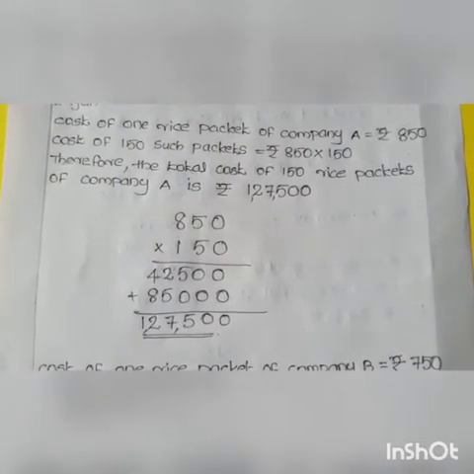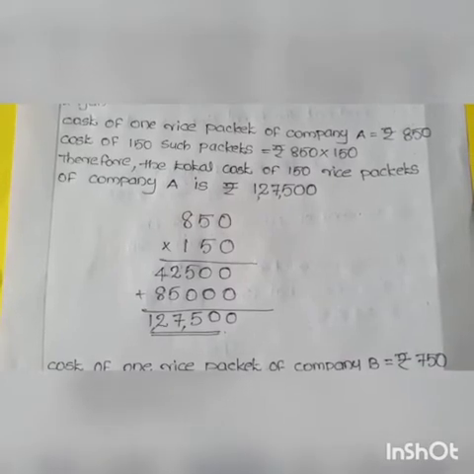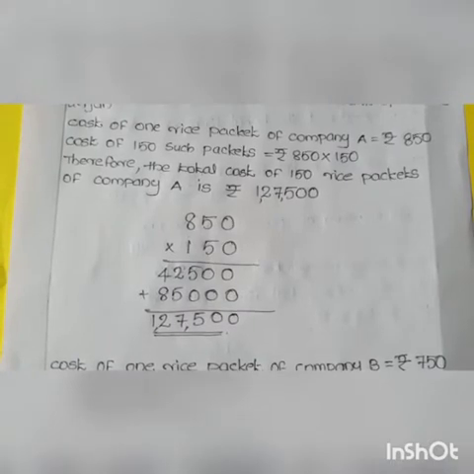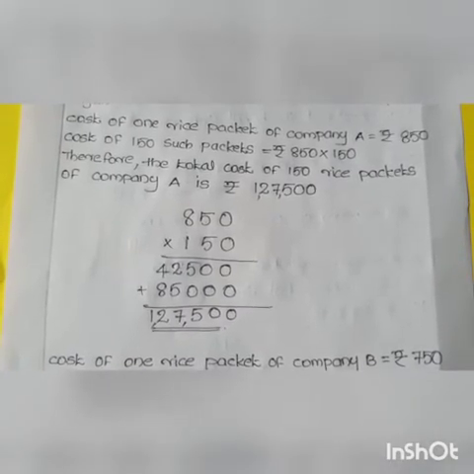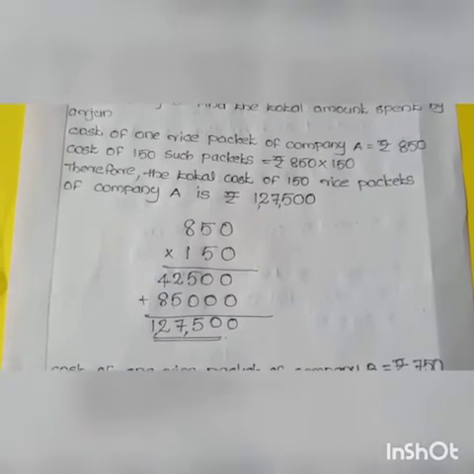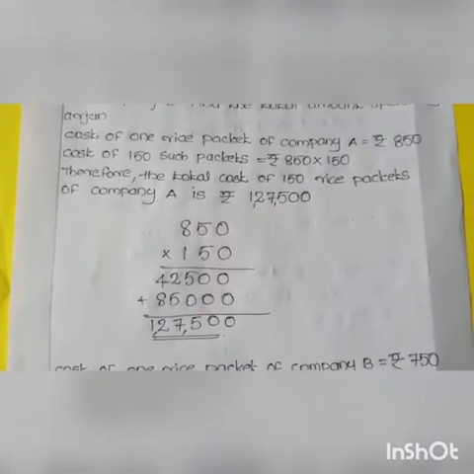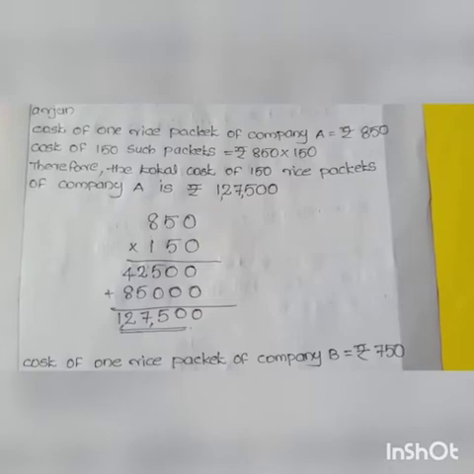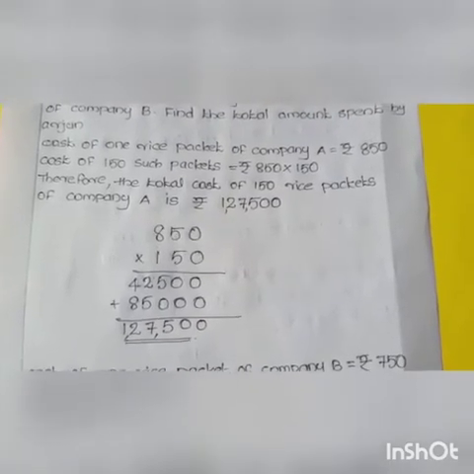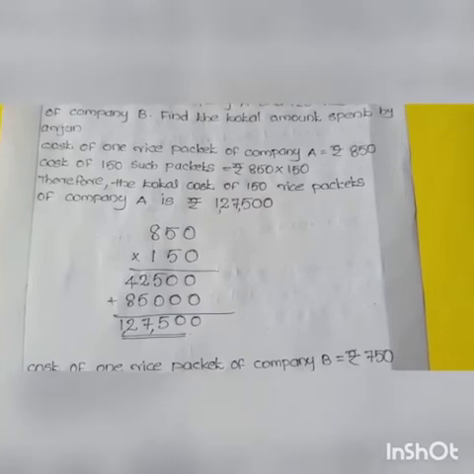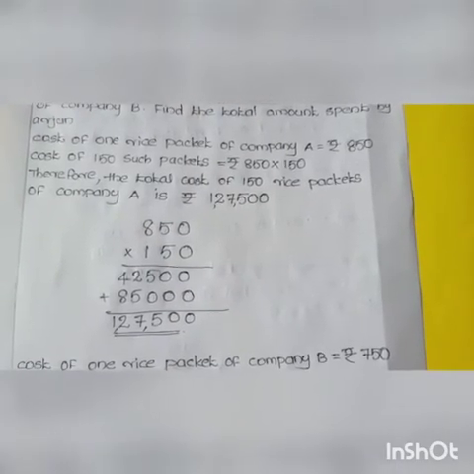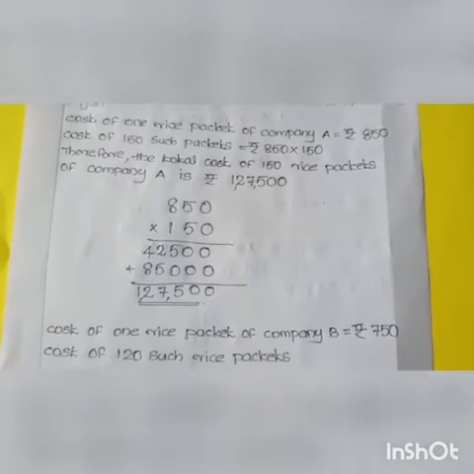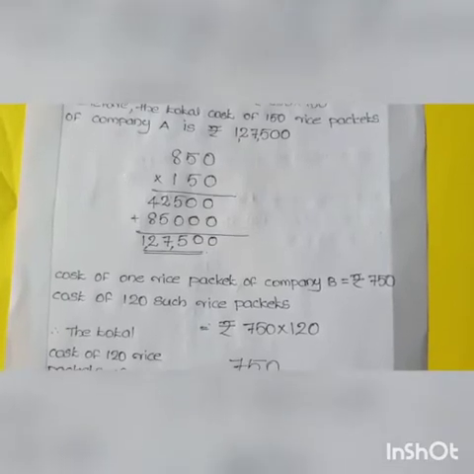So we first multiply 815 into 0. The answer is 0. Next 815 into 50. The answer is 42,500. Last we multiply 815 into 100. The answer is 85,000. Then we add these products and the answer is 1,27,500. Therefore, the total cost of 115 rice packets of company A is rupees 1,27,500.